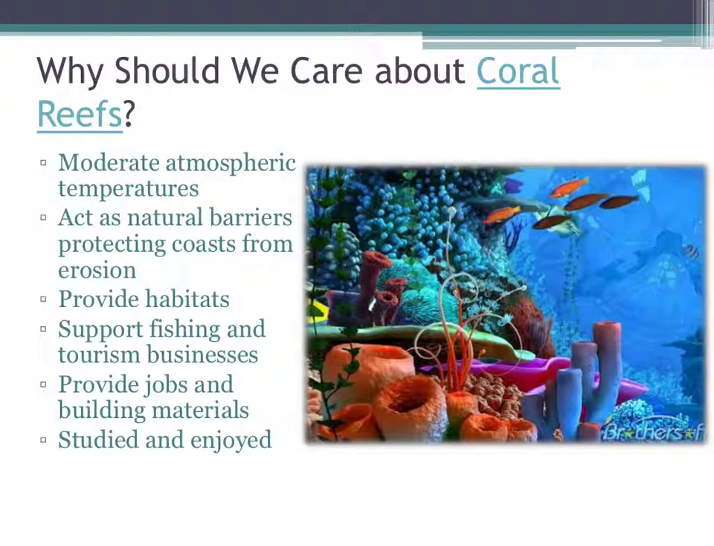So why do we really care about these coral reefs? First of all, they help moderate the atmospheric temperatures. Coral reef, please keep in mind, is a symbiotic relationship between a polyp and algae that live together, and the algae tend to give it color.